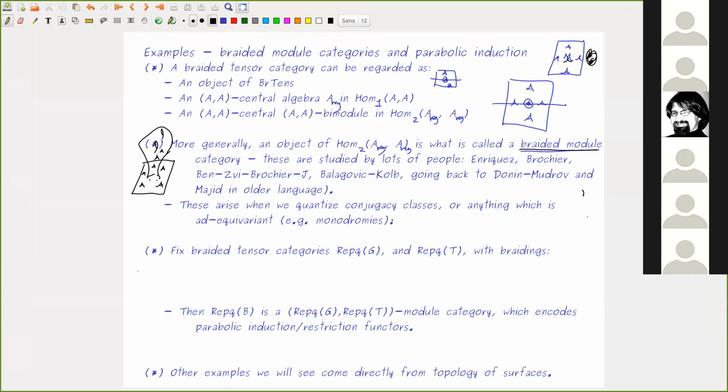So I want to give some examples of simpler structures, which is just examples of these guys. So just the one morphisms. An important example of one morphisms that I want to consider, if we need to fix braided tensor categories here and here, I'm going to depict those with the letters G and T to represent the braided tensor category of representations of the group G and of representations of the Cartan group T.